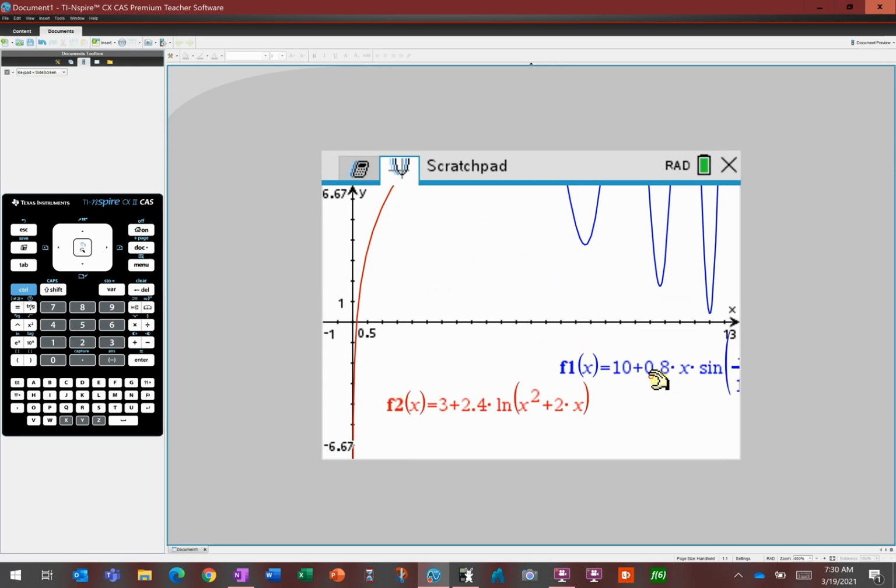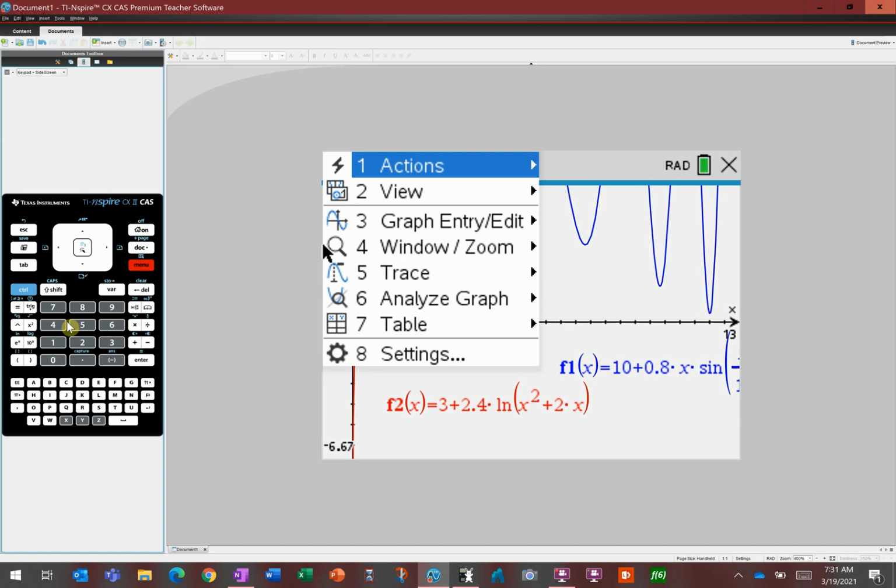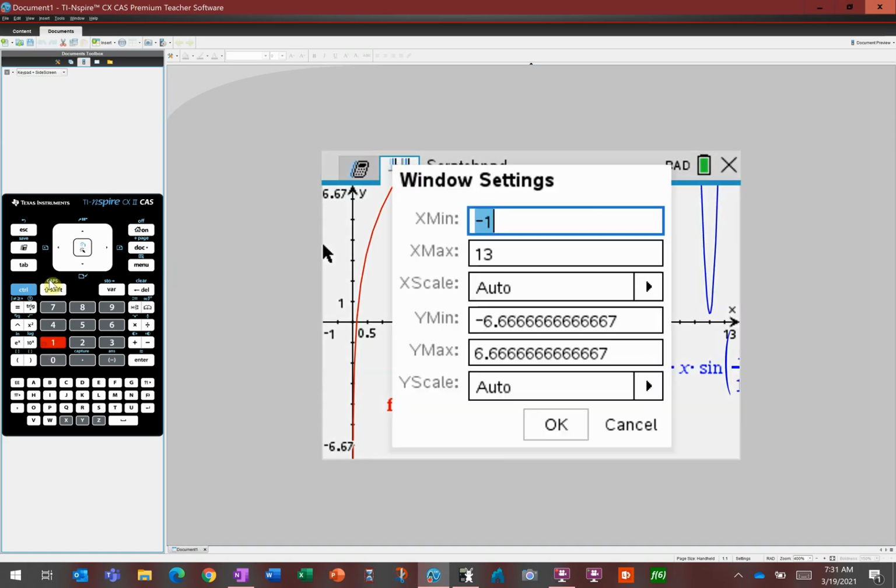It might be useful, too, to see where these two graphs cross or intersect at some point. So let's go a little bit higher up. Do we get any clues about how high up we're going to go? Not really. I think we're just kind of eyeballing it here. So let's go ahead and just go to Window Settings. Maybe the negatives don't seem to really matter.